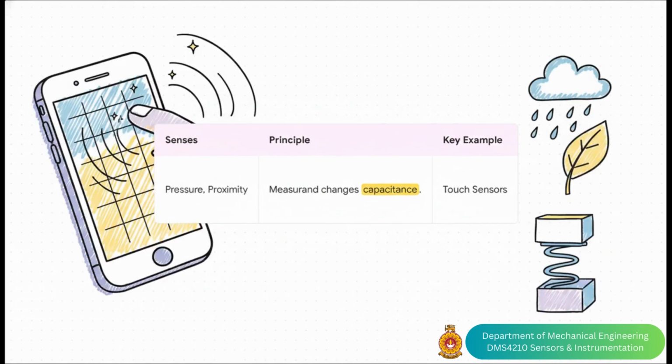Next, let's talk about capacitive transduction. Remember that smartphone screen we started with? This is the magic behind it. The screen has this invisible grid of conductive material. Your finger is also conductive, so when you bring it close, you actually change the electrical field, the capacitance between those grid lines. The phone's brain just pinpoints where that change happened, and boom, it registers a touch. It's the very same idea used to sense things like humidity or even pressure.